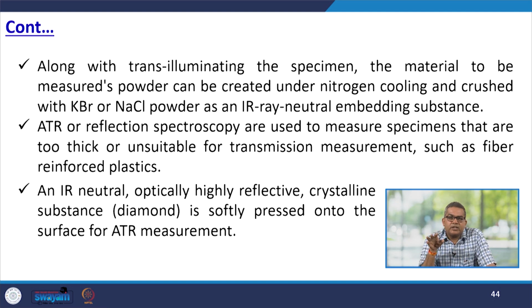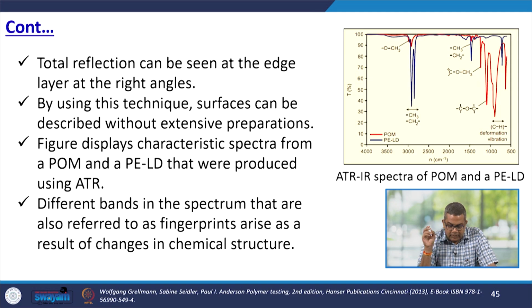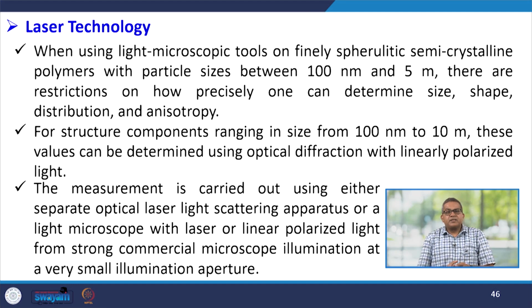Now ATR or reflection spectroscopy is used to measure specimens that are too thick or unsuitable for transmission measurements, such as fiber reinforced plastic. An IR neutral, optically highly reflective crystalline substance, that is diamond, is softly pressed onto the surface for ATR measurement. The total reflection can be seen at the edge layer at the right angle. By using this technique, surfaces can be described without extensive preparation. This particular figure displays the characteristic spectra from polymer or PELD that were produced using ATR. Different bands in the spectrum, also referred to as a fingerprint, arise as a result of changes in chemical structure. Let's talk about the laser technology.